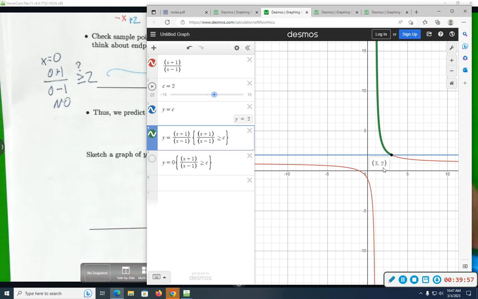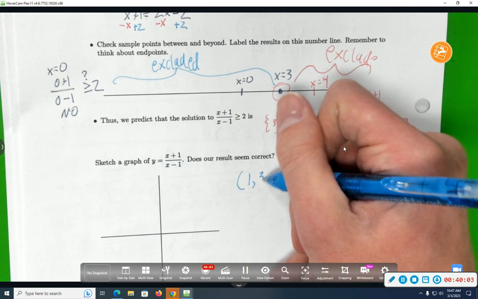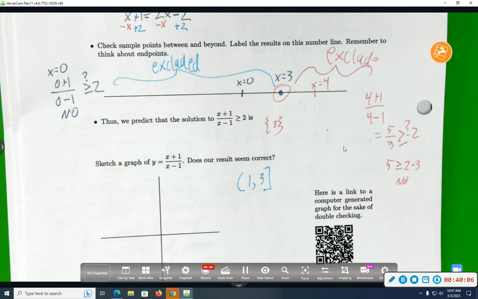1. So by looking at a graph, it sure seems like 1 to 3 should be the solution. 1 has to be excluded because it's not even in the domain. 3 should be included because I wanted to solve equality. So our algorithm failed. It failed because of the vertical asymptote.